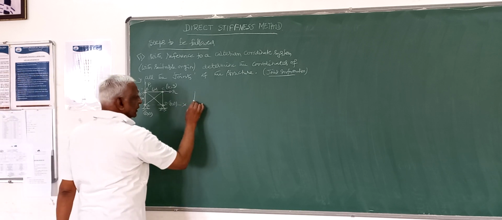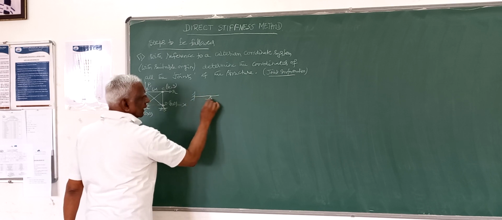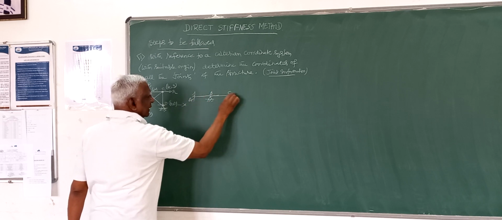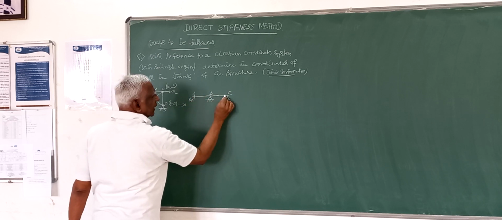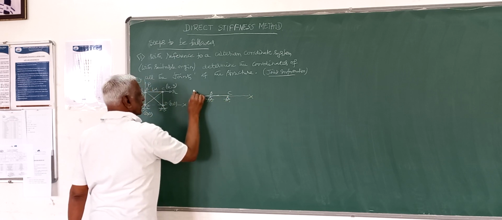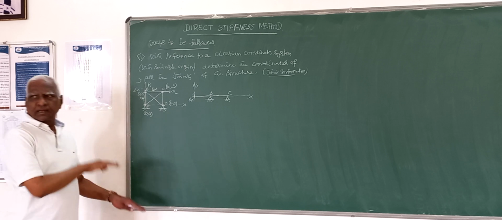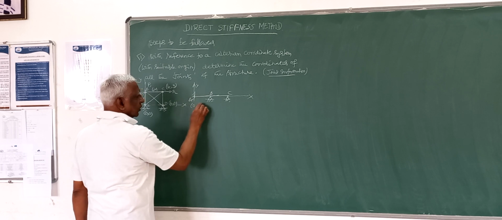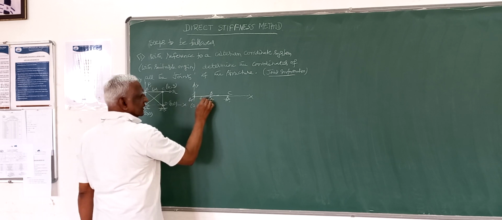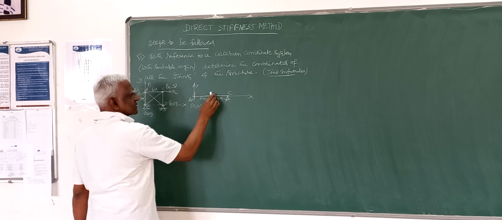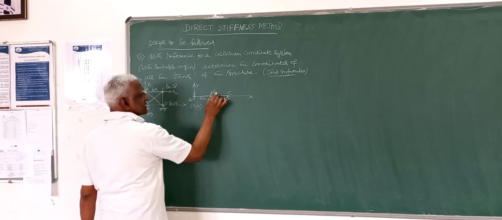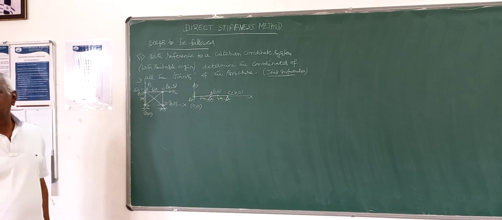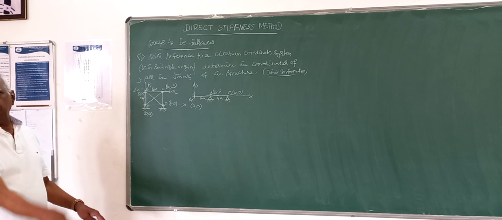Even if you take a beam problem like this, a beam is given, A, B, C. You can select A as the origin like this. This is your coordinate axis, that is the global coordinate axis, X and Y. With this coordinate axis, the coordinates of A are 0, 0. Suppose the spans are 6 meters and 4 meters, then the coordinate of B will be 6, 0, and of C it will be 10, 0. Like that, we can do it for a plane frame also.